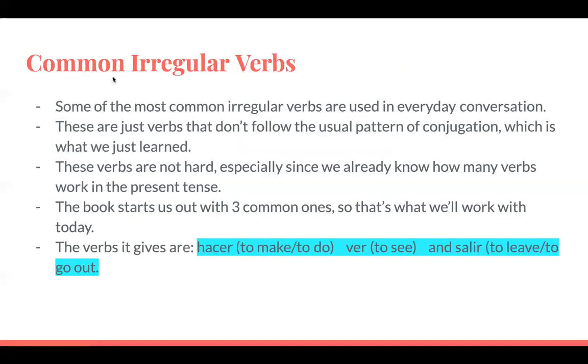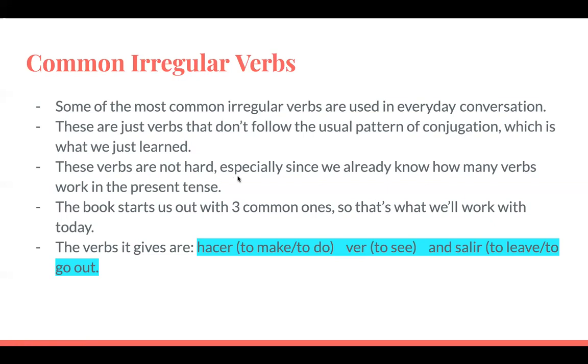So yeah, the last part of chapter 3 is just common irregular verbs. Some of the most common irregular verbs are ones you use every day, in tons of sentences, and you don't even realize it. They're just verbs that don't follow the usual pattern of conjugation, which is what we just learned, where you take the AR, ER, IR off, you're left with the stem, and then you add the endings on. Those are regular verbs because the stems don't change, and they all follow the same pattern.